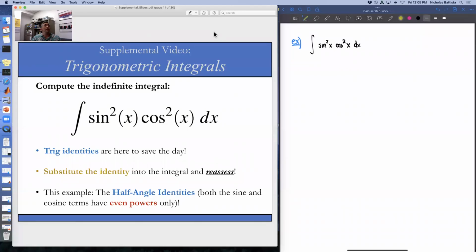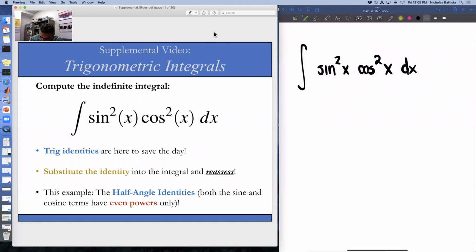In this example, we're again going to use trig identities to help us simplify what's in that integrand to make it something we can integrate in a much more straightforward manner. So in this problem, we're looking at a sine squared times cosine squared. The first thing we should notice is that the sine has an even power attached to it, as well as that cosine also has an even power.